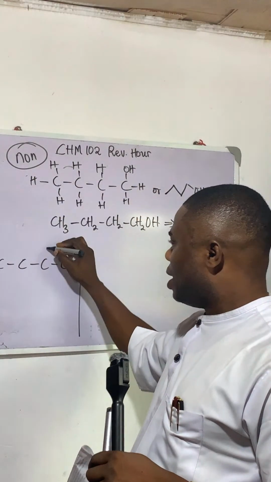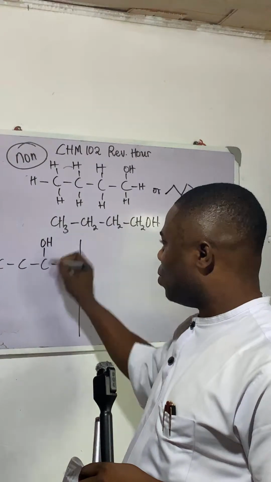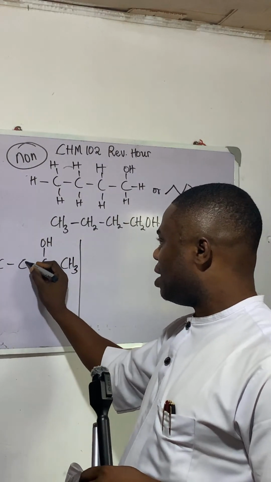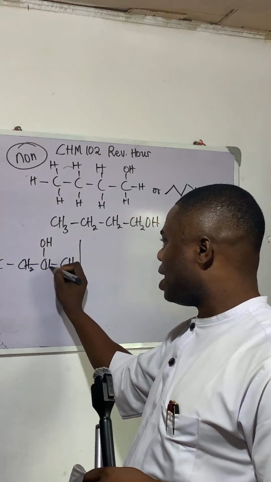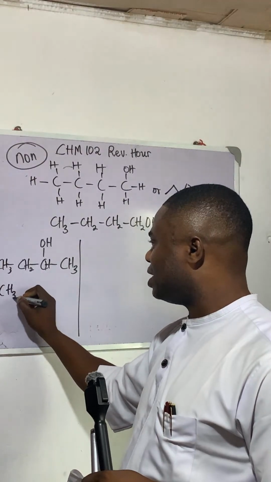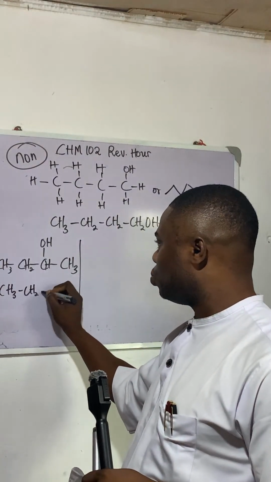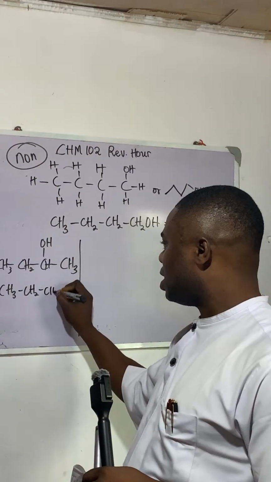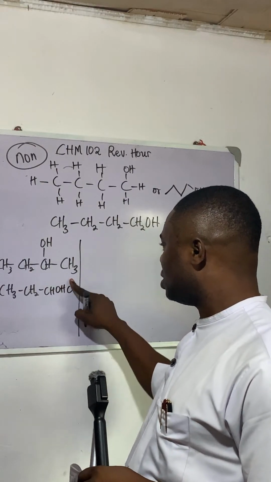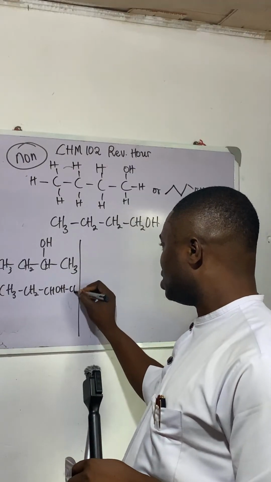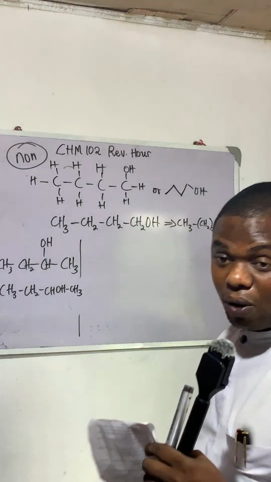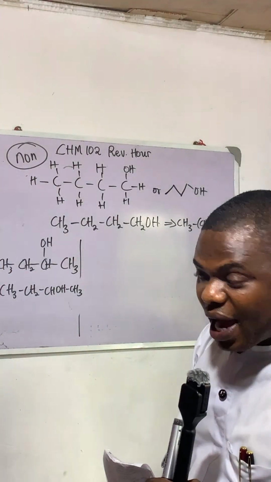Initially, this is butan-1-ol. This can be butan-2-ol. OH will now be here. This 3 hydrogen here, of course 2 will be here, and 1 hydrogen will be here, and 3 will be here. So meaning I will have CH3, CH2, CHOH, and CH3. This is butan-2-ol. First one is butan-1-ol.